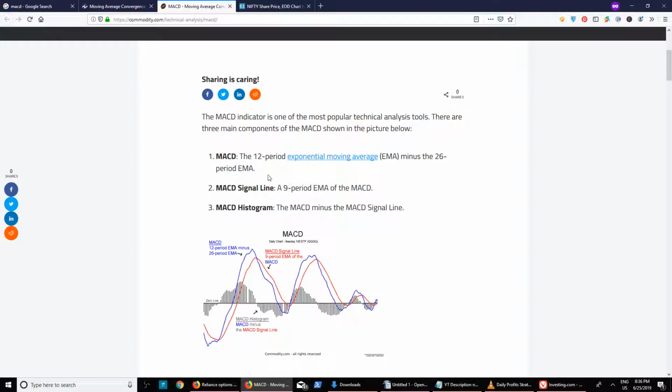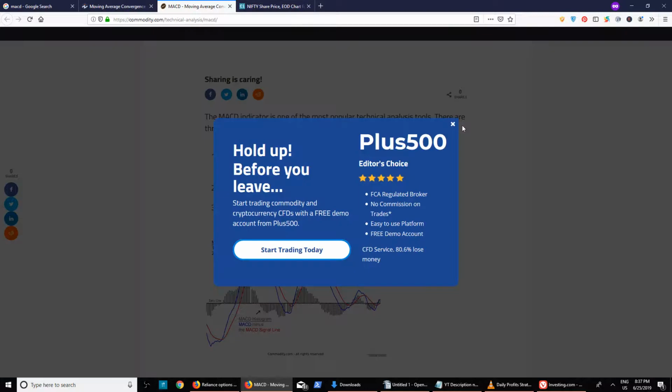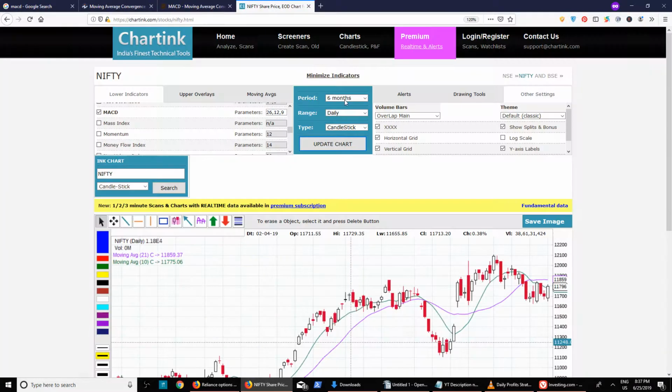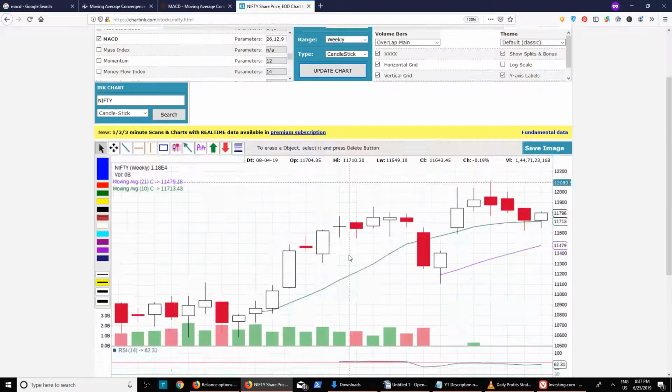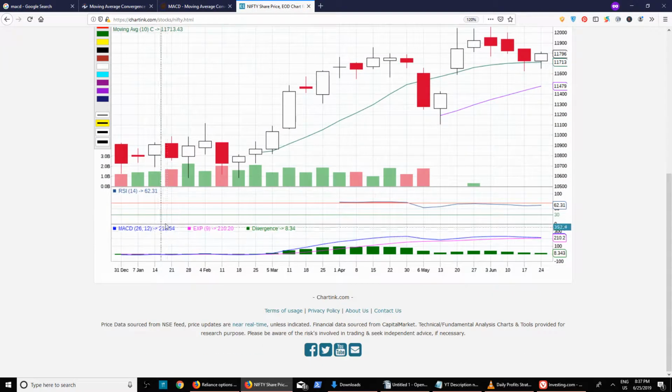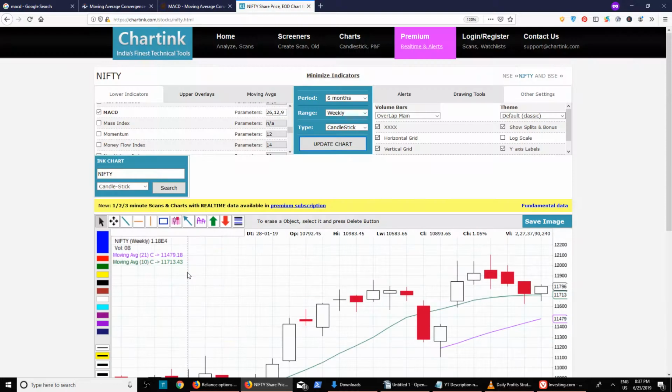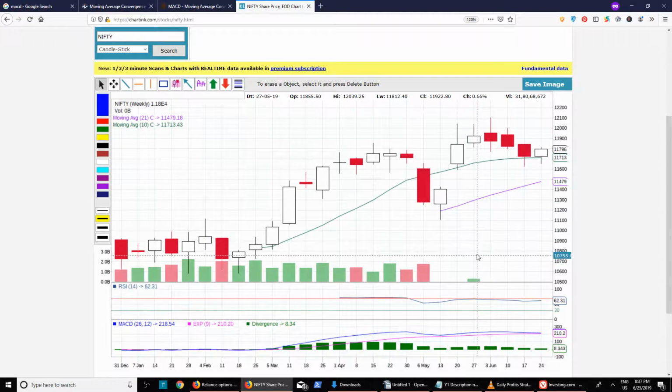Now it's very important for you to understand this is not a 12 day exponential moving average. This will change if I click here. This is on the daily range, a 6 month period, on a daily chart. If I change it to a weekly chart, in the daily chart it is 15.60, and when I change it to the weekly chart, it is not 15.60. So this is basically the 12 period EMA, and from the 12 period EMA, we reduce the 26 period EMA.